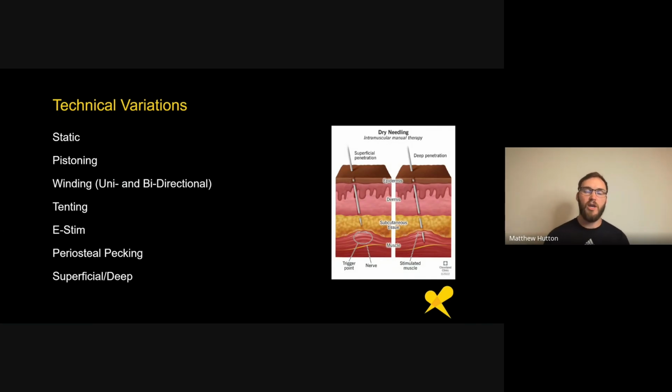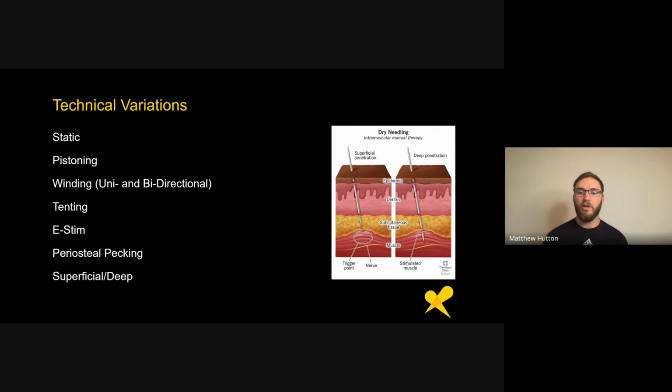If you're trying to create this localized twitch response, then yes, you definitely need to reach the level of the muscle in order to hit the end plate and then increase the likelihood of that muscle contraction or the twitch. If you are just trying to manipulate pain, you don't necessarily need to go to the level of the muscle. And so especially if somebody's really sensitive or has maybe fear or apprehension with the twitch response, you can get pain manipulation or modulation just by doing a more superficial approach.